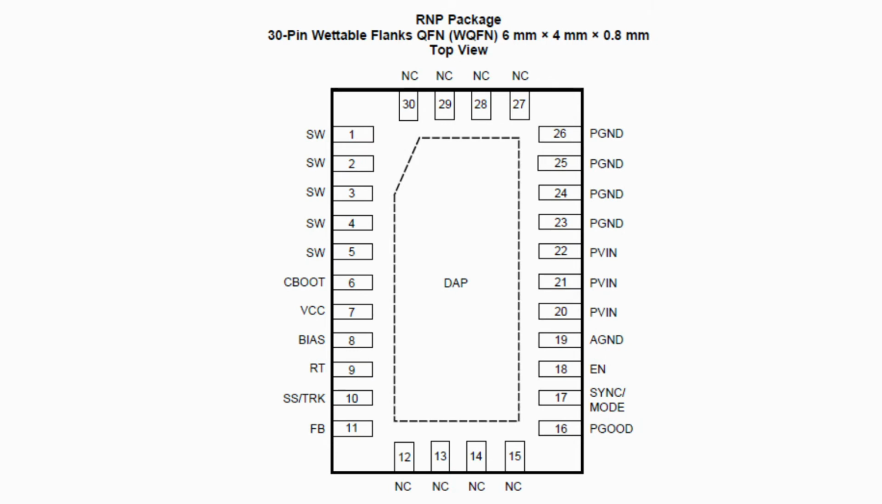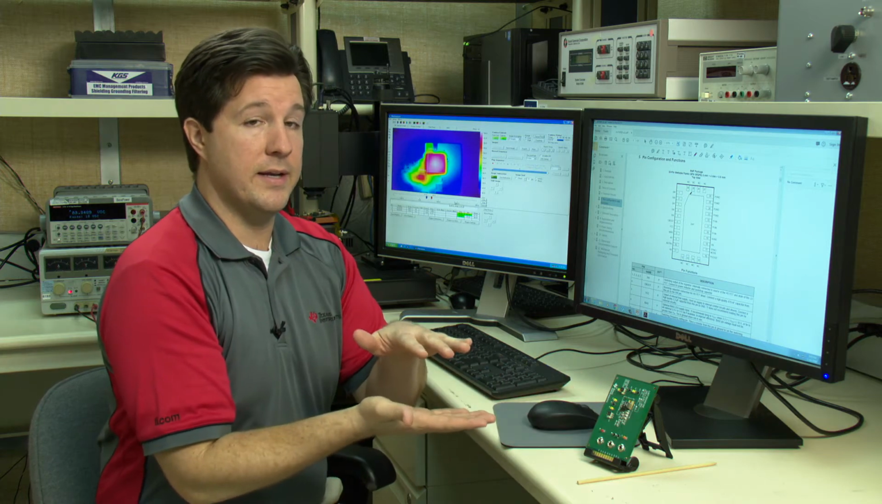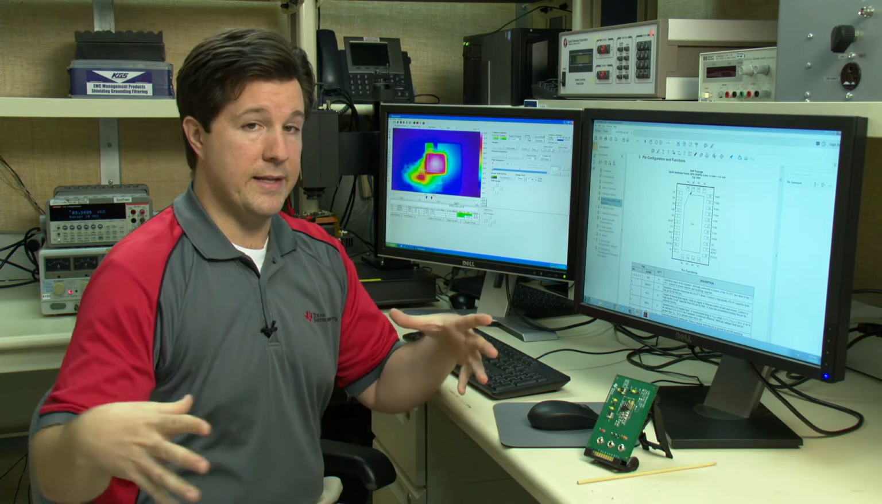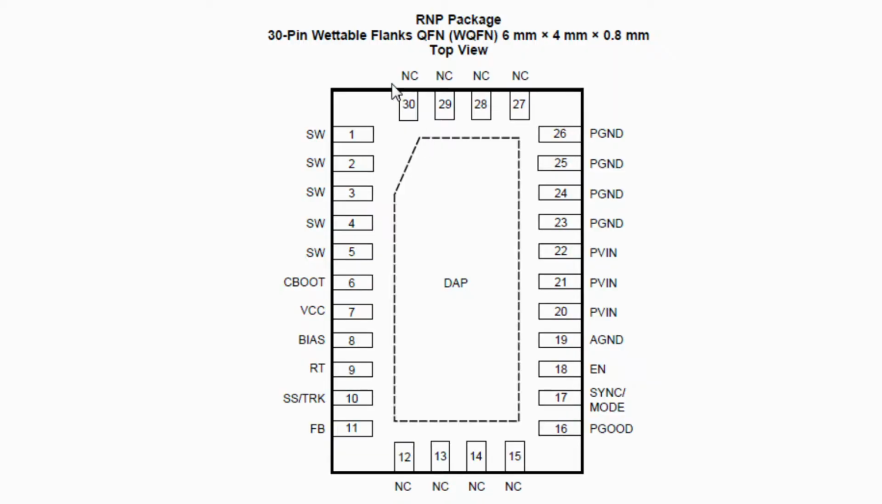If we look at the pinout here, we can see that there's a large exposed pad. The large exposed pad is where you're going to connect to the PCB with thermal vias. The thermal vias are going to connect down to a ground plane. The ground plane is then going to spread the heat radially away from the part. What we've also done on this part is no connect pins here and here.